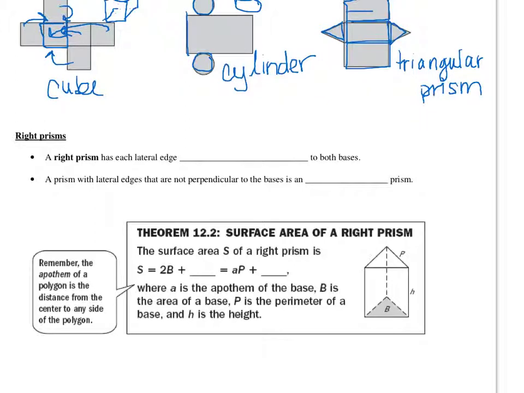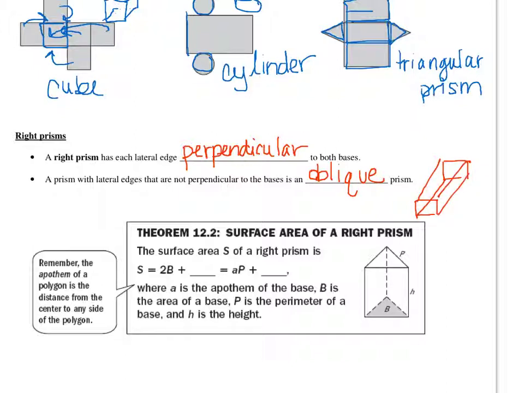So let's talk about right prisms here. It says a right prism has each lateral edge perpendicular to both bases. A prism with lateral edges that are not perpendicular to the bases is an oblique prism. So an oblique prism would be one that's kind of like, if I've got my two things here, and it's kind of going sideways. Okay, so these are not at right angles.